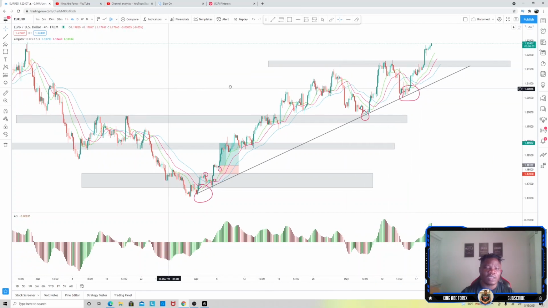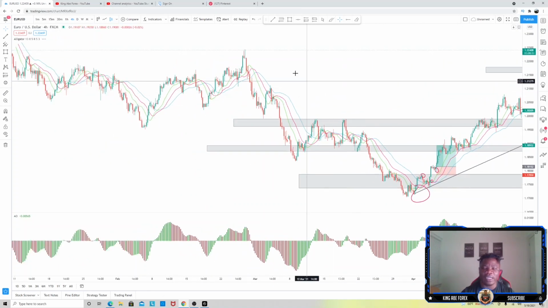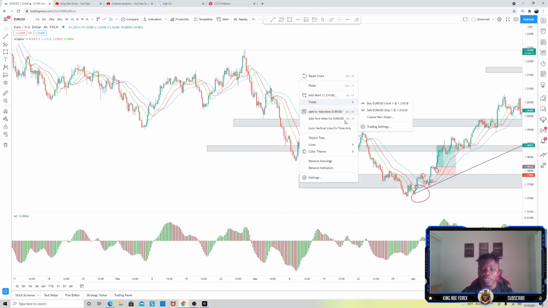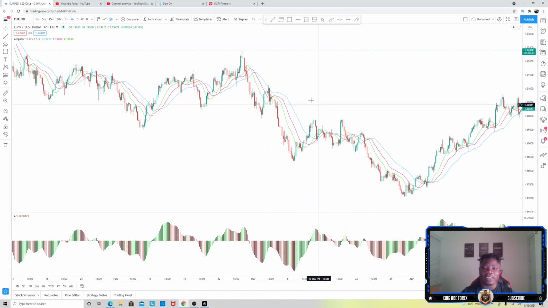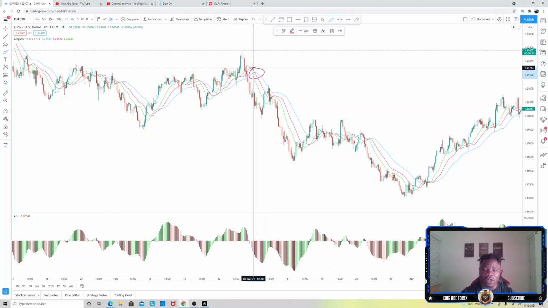So now let's take a look at a sell example. I'm going to delete all the drawings. For the sell example, you have to make sure you have this cross: the lips has to cross the other two lines of the alligator, and you have to make sure that this awesome oscillator is below your zero line and it's red.